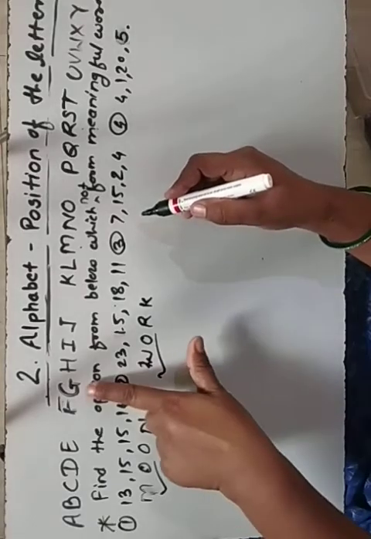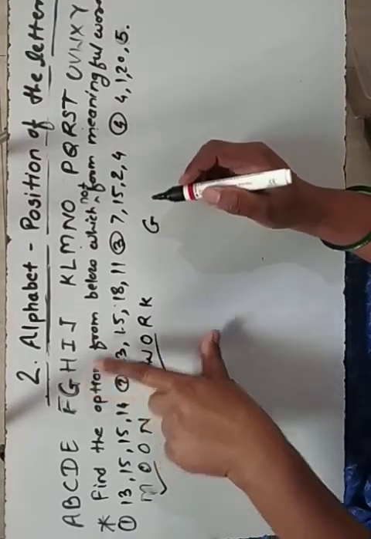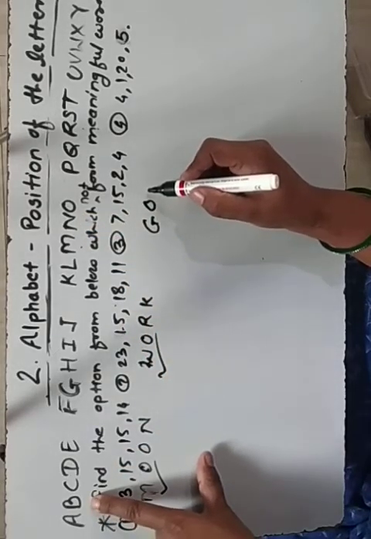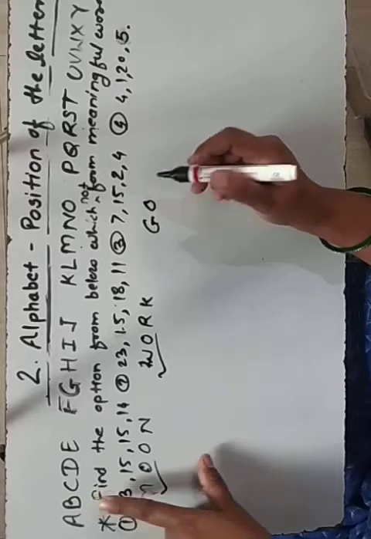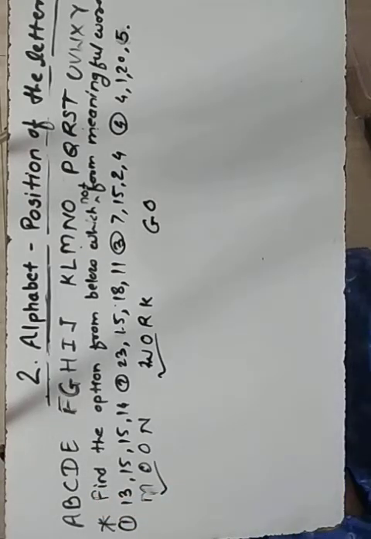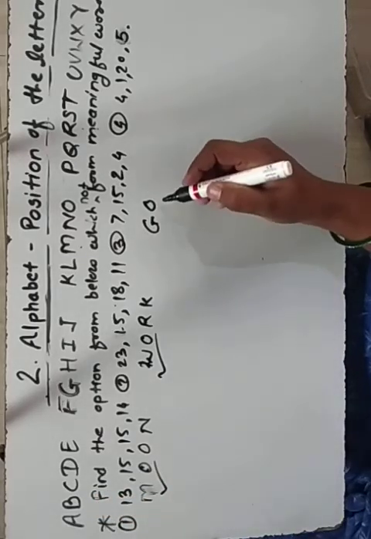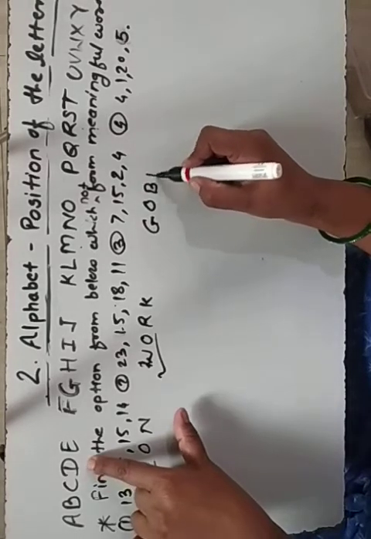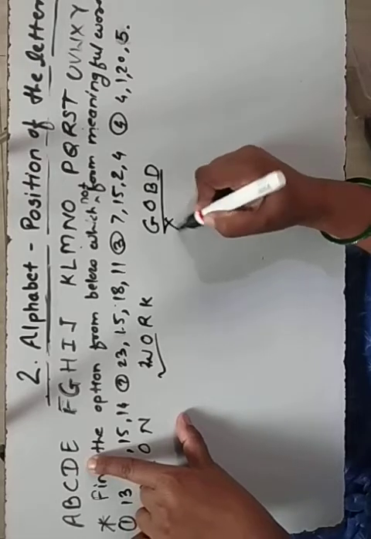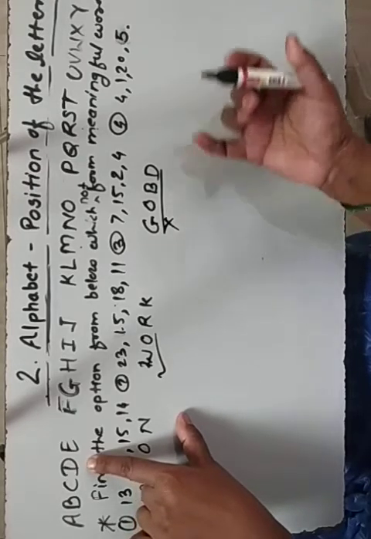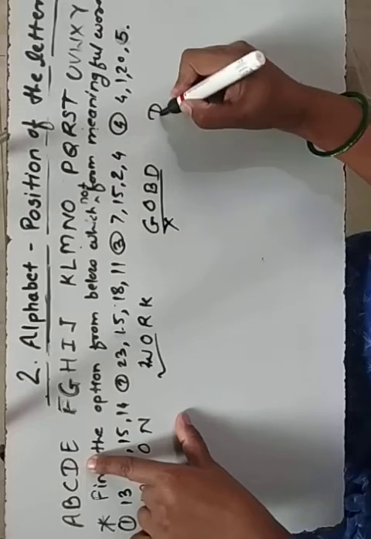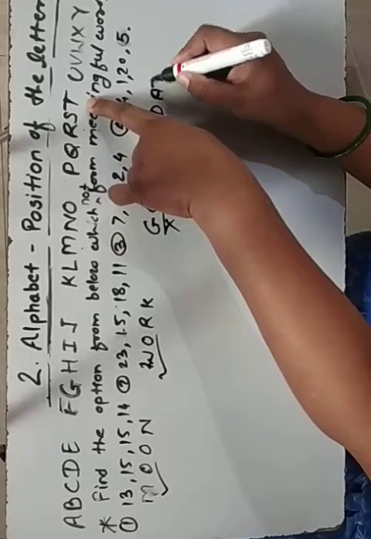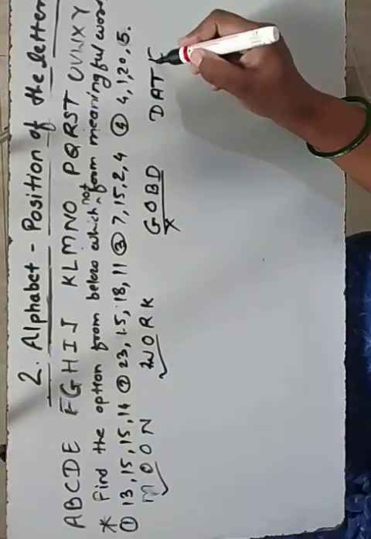7 is G. 15 is O. Second is B. Next, 7, 15: G, O, B, and fourth is D. G, O, B, D. This type of word is not there. So it is not a meaningful word. Next we will check. Fourth place is D. First place A, 20 is T, and fifth place E. So date is also a word.